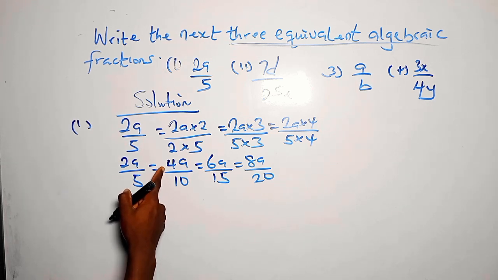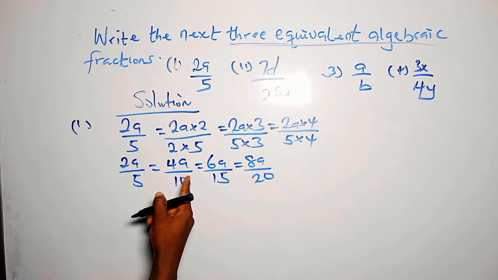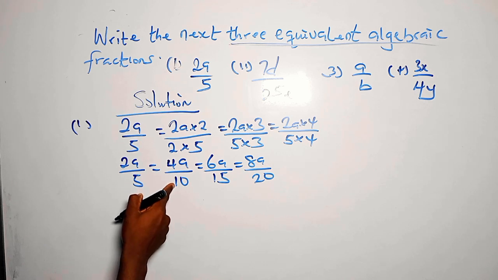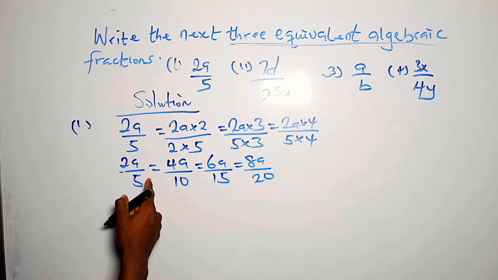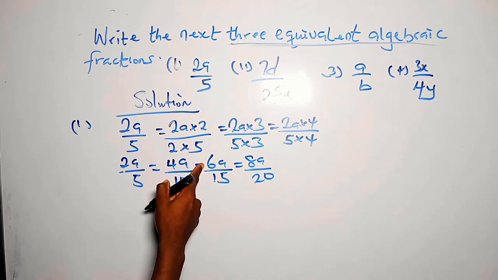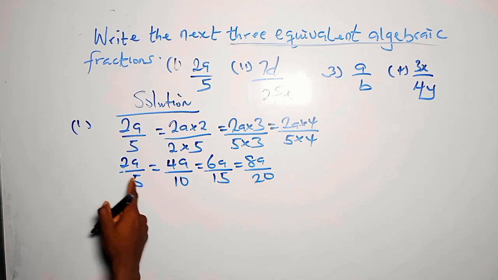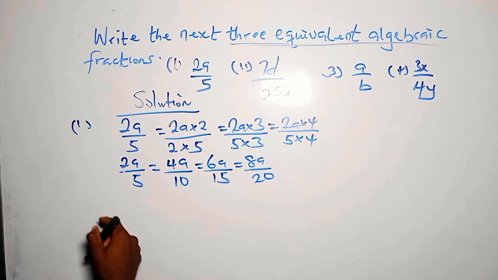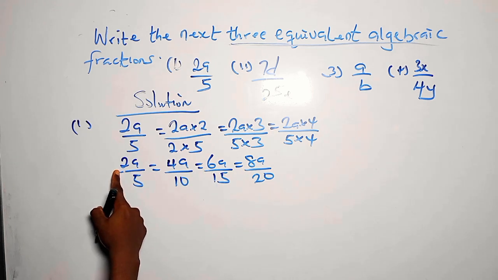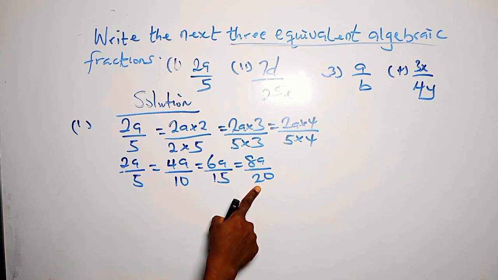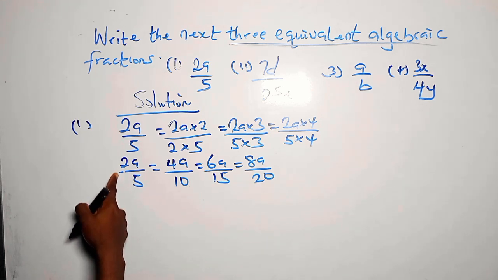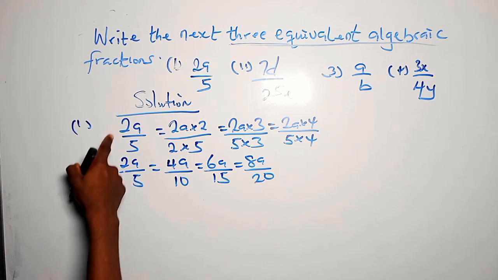When we simplify with the same number, for example, we simplify with 2: 2 in 10 is 5, 2 in 4a is 2a. Simplifying 6a divided by 3, we have 2a, and 15 divided by 3 is 5. Simplifying 8a divided by 4, we have 2a, and 20 divided by 4 is 5. So these are the first three equivalent fractions. That's for number 1.